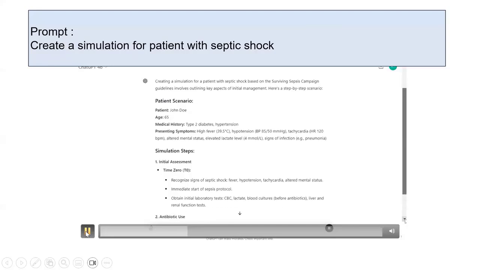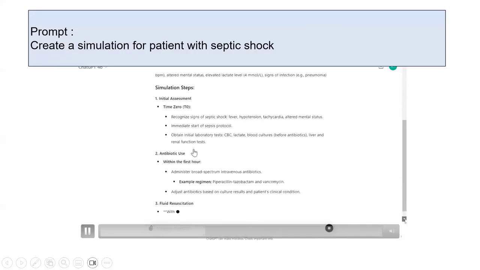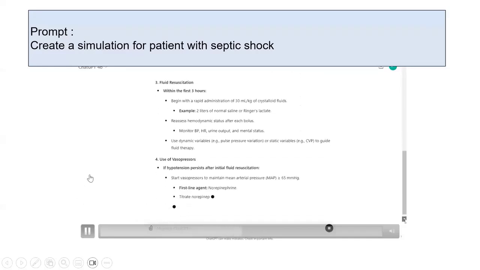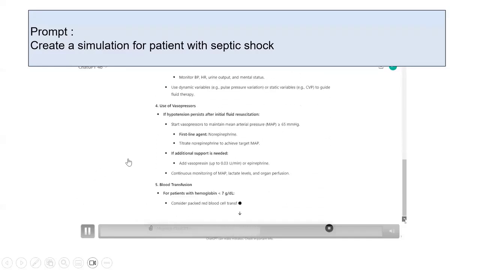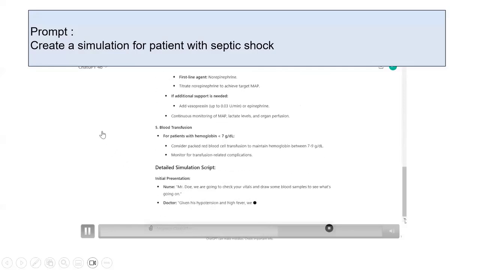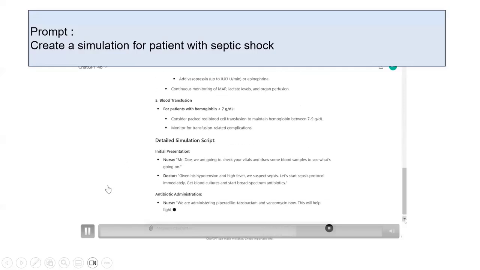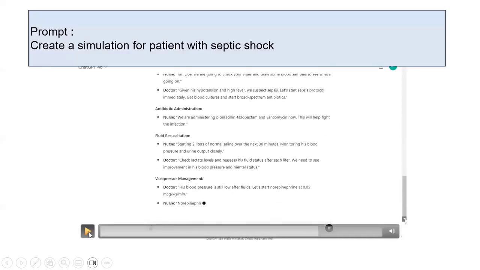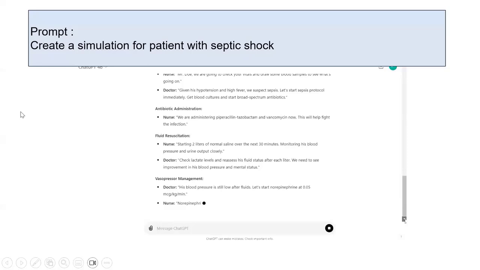What are the initial steps, time 0, what the student should do, antibiotic use, fluid resuscitation, and so on and so forth. So it can create any simulation for any type of patient scenario, and just give it the details and the objective of this scenario to get the perfect response.